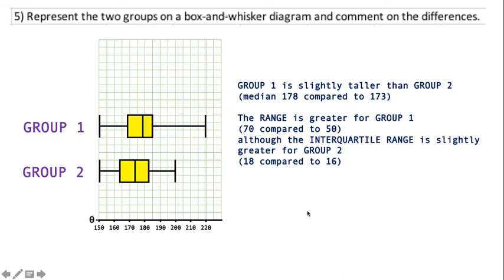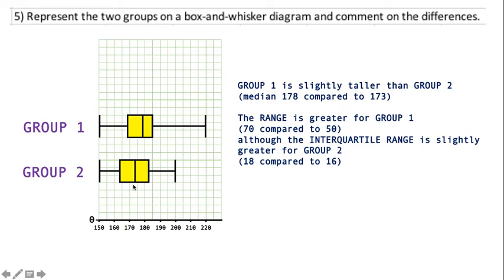And then the other thing you're looking to compare is the spread of the data. You can do that by looking at the range. There's a much greater range of values for group 1 than for group 2. But actually a slightly better measure is the interquartile range, and that's slightly greater for group 2 in this case.